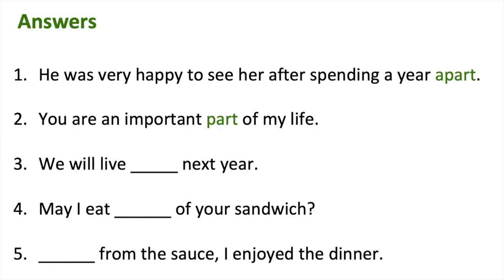You are an important part of my life. The answer is part because I'm saying that you are one important part of my life as a whole. Notice that the sentence contains the adjective important. Therefore, I have to put the article an. You are an important part of my life. However, the sentence will still make sense if I remove the adjective and the article. You are part of my life.